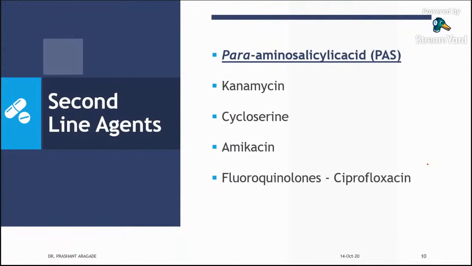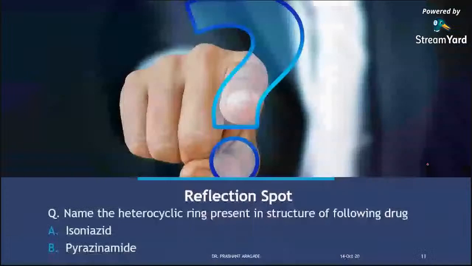So we have completed our 2 goals: goal number 1, definition of antitubercular agents, and goal number 2, classification of antitubercular agents. So dear students, here is one question for you. You have to reply in your chat box on the basis of what you have studied till definition and classification. Name the heterocyclic ring present in the structure of the following drugs: isoniazide and pyrazinamide.